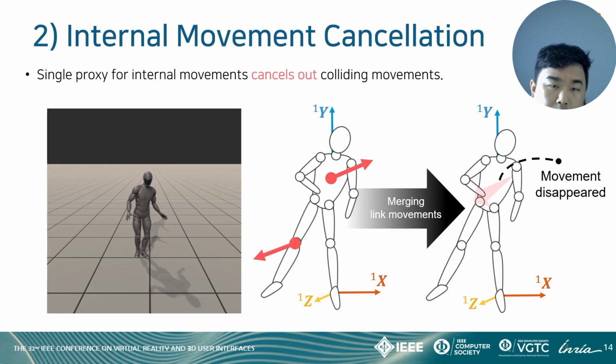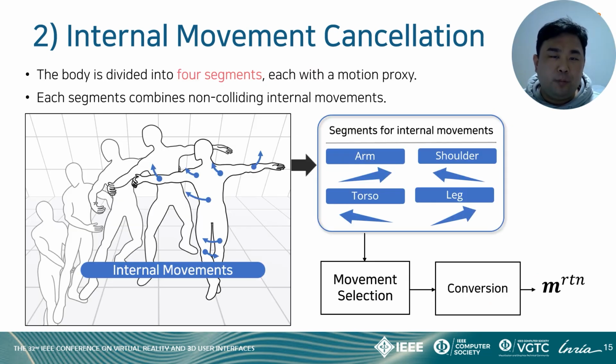In this choreography, for example, the upper body movement and lower body movement are in opposite directions. If a single proxy were to merge these two movements in the base node, the result would be close to zero. Therefore, we create multiple proxies for internal movement.